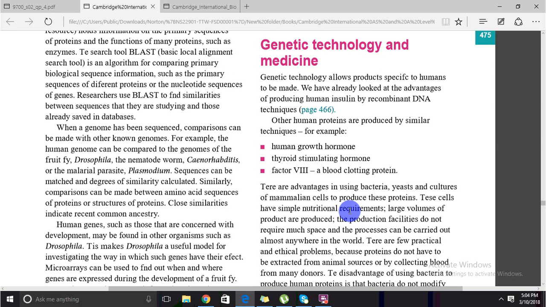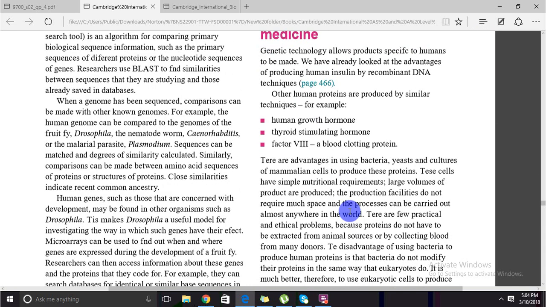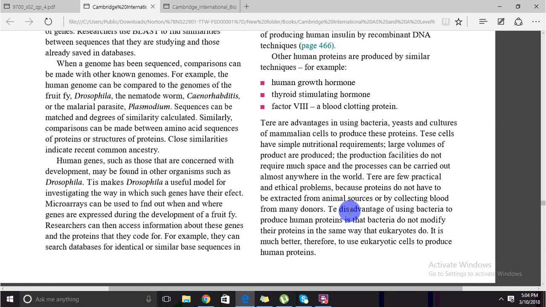Alright, next. So this was the advantages. Now let's talk a bit about disadvantages of using bacteria as opposed to a yeast or a culture of a mammalian cell. The disadvantage is that while the human proteins will be produced, the bacteria will not modify their proteins in the same manner that eukaryotes would. So it is much better therefore to use eukaryotic cells to produce human proteins, and by eukaryotic it can either be a yeast culture or a mammalian cell culture.